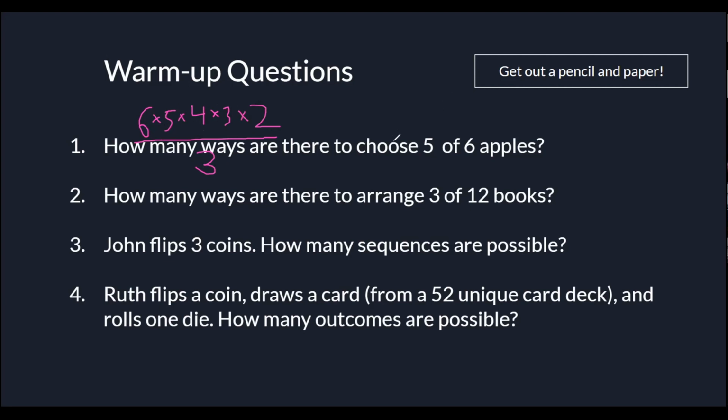Because here's the thing. Let's say you have apples labeled A, B, C, D, E, and F. Then let's say you picked A, B, C, D, E. Those are the 5 apples that you chose. But picking A, B, C, D, E in that order is the exact same as picking B, C, D, E, A. They're the same 5 apples, right? So we need to divide by the factor that we overcount by.